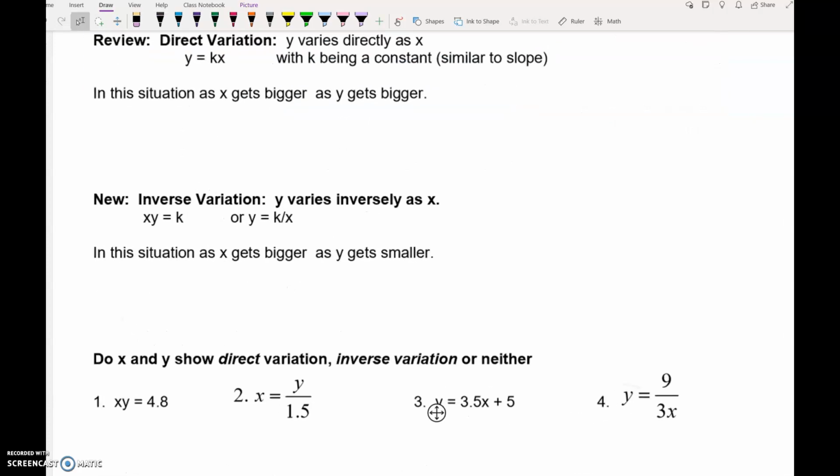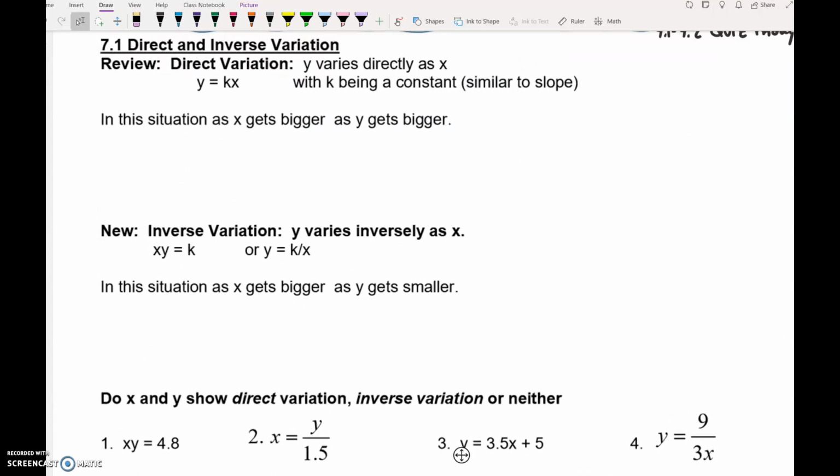Today we're going to technically review direct variation and talk about inverse variation. Direct variation, I don't know if you remember this, but it's a phrase like y varies directly with x, y varies directly as x. It's the equation y equals k times x. This equation kind of looks like a normal slope equation, like y equals a slope times x, but there's no y-intercept. So direct variation always goes through the origin, and x is going to get bigger as y gets bigger.